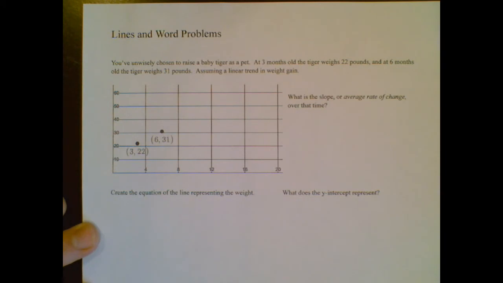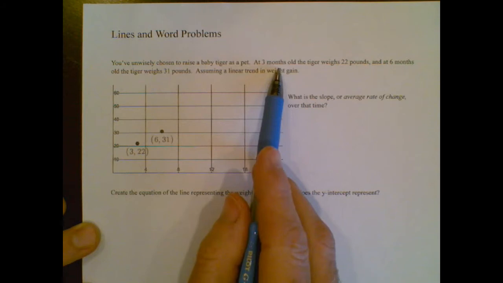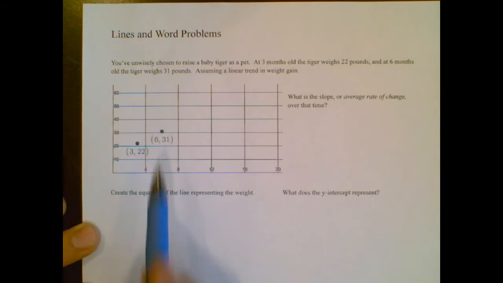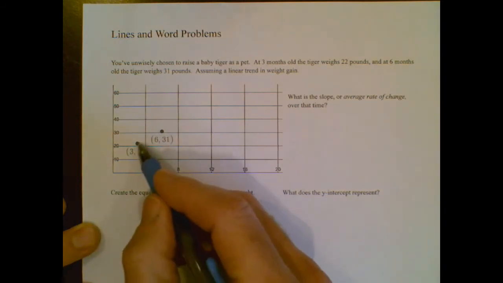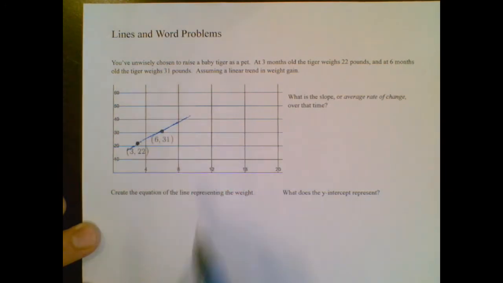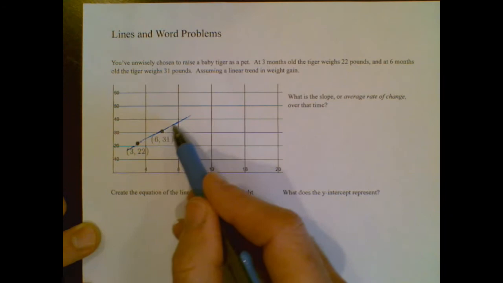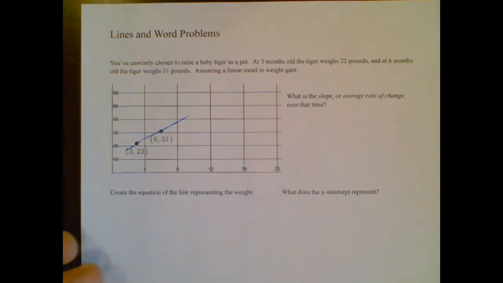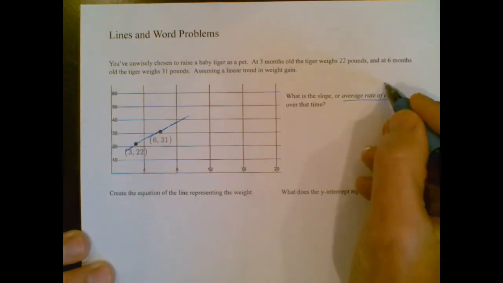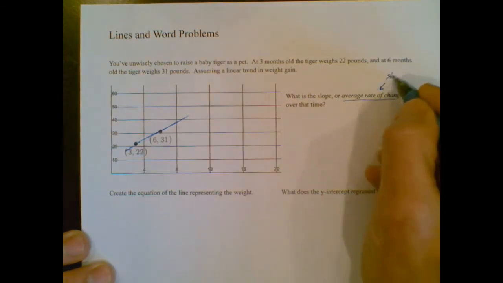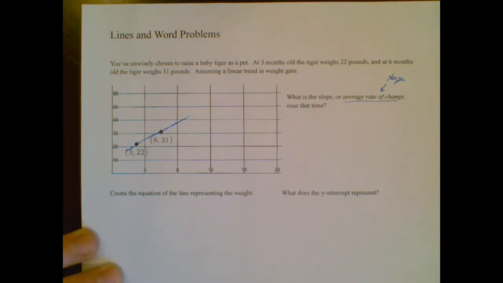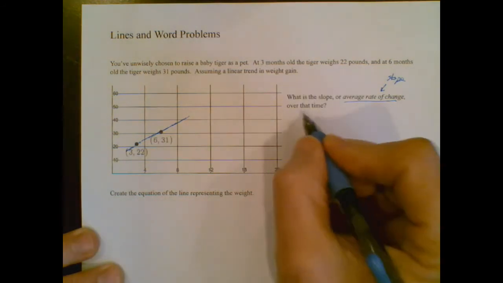You've got this baby tiger for some weird reason, and at 3 months old, it weighs 22 pounds. At 6 months, it weighs 31 pounds. So we're going to assume that this tiger's weight is following a linear trend, which means the weight is going to continue to go in that pattern. The first thing is this term called average rate of change. Rate of change is slope. So when you see average rate of change, you're just going to think of the slope in this situation.